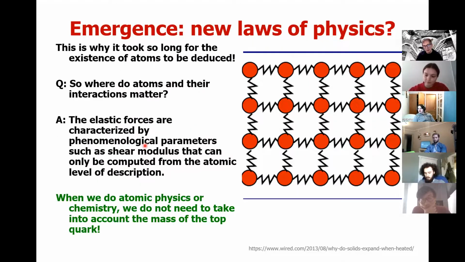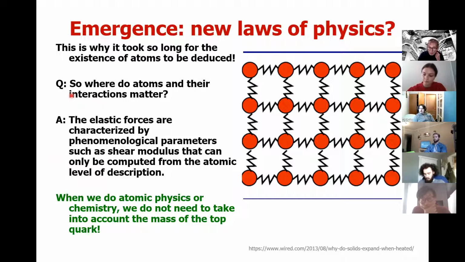So what I just told you is it took so long for the existence of atoms to be deduced because this emergent phenomenon is so effective. Once you have this macroscopic continuum behavior that arises from the interactions of atoms, you can no longer see the existence of the atoms that gave rise to it. So where do the atoms and their interactions actually come into this at all? I mean, do we really care that atoms exist?